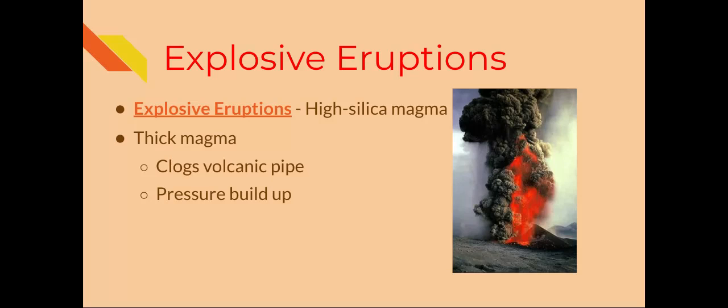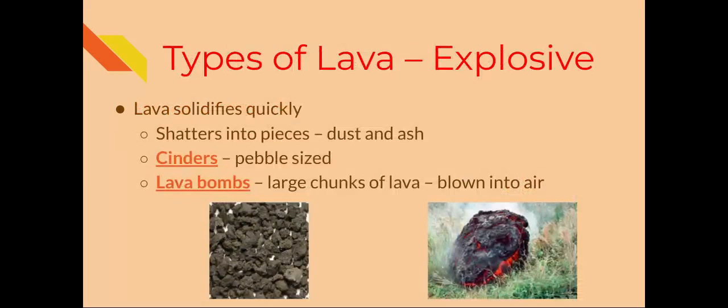Now, explosive eruptions are the result of high silica magma that has low water content and lower temperature. It's a very thick magma, and it can actually cause the volcanic pipe to clog and the pressure builds up, resulting in those classic volcanic eruptions that have a lot of ash and dust involved in them. They go really high.